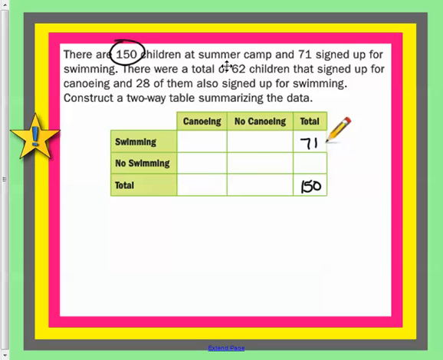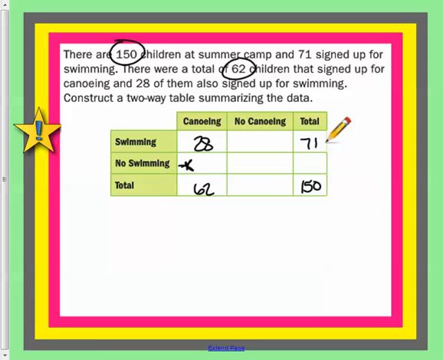If there were a total of 62 children that signed up for canoeing, okay, so here's canoeing, 62. 28 of them also signed up for swimming. So looking through this, you've got some information. Go ahead and try it. See if you can fill in the rest of what we did here. Okay, I'll be back in just a second to show you what I did.